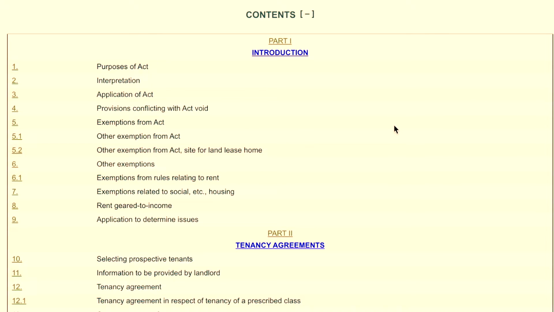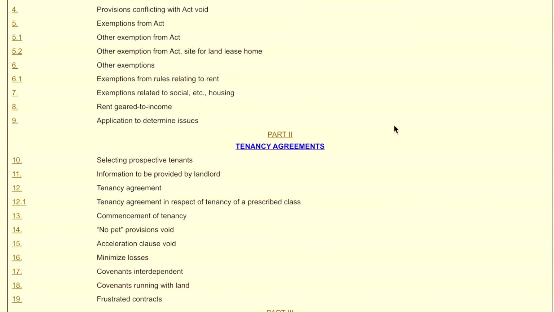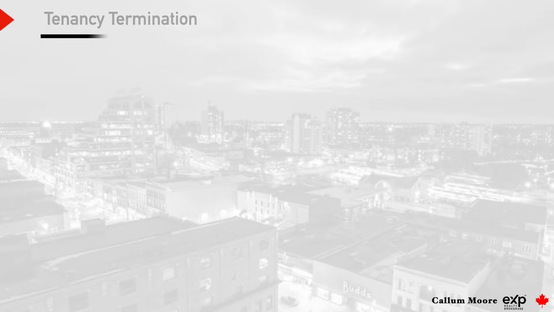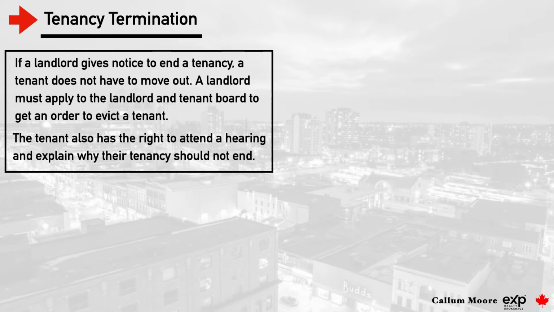This can happen for a variety of reasons, of course, but there can be problems because the Residential Tenancies Act does give the tenant more rights regarding termination. If a landlord gives notice to end tenancy, a tenant does not have to move out. A landlord must apply to the Landlord and Tenant Board to get an order to evict a tenant. The tenant also has the right to attend a hearing and explain why their tenancy should not end. Of course, in the real world, with a well-treated tenant, there may be no issues at all, but these logistics do come up on the exams.